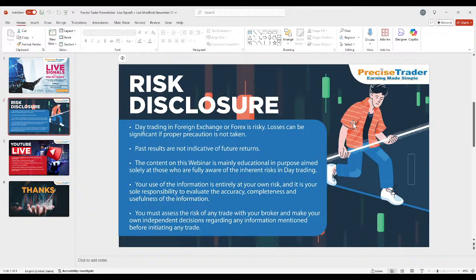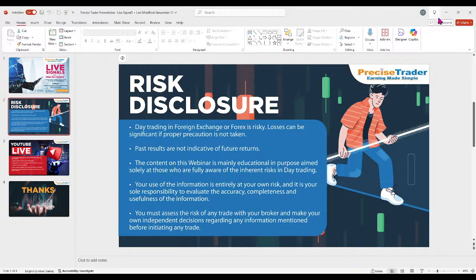Do take note of the risk disclosure. Day trading in foreign exchange is risky. Past results are not indicative of future returns. The content on this webinar is mainly for educational purposes. Use your information entirely at your own risk, and you must assess the risk of any trade with your broker before you put in your trade.